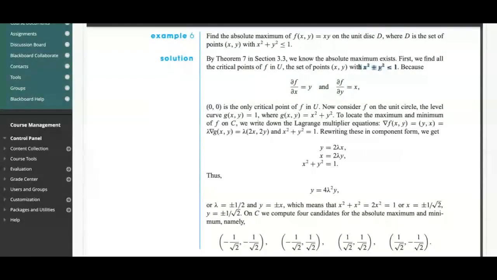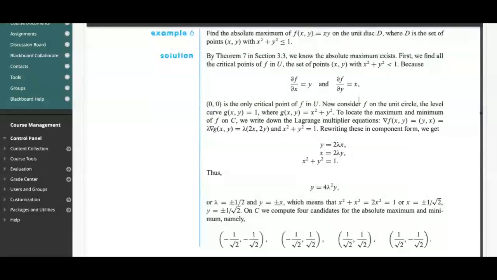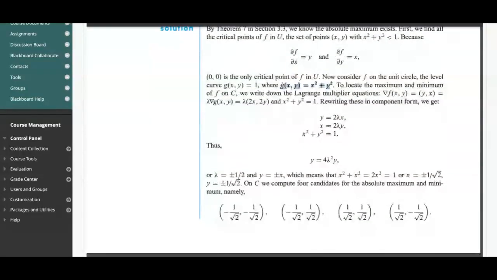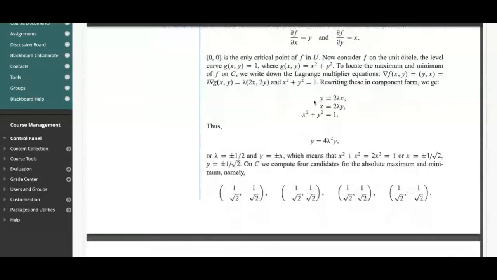Then we use the Lagrange multiplier to find the critical points on x squared plus y squared equals 1. We're treating x squared plus y squared equals 1 as a constraint of function f. So we form g as x squared plus y squared. Then we use the Lagrange multiplier. Then we form a system of equations. Then we solve.